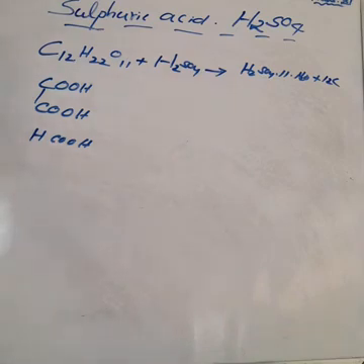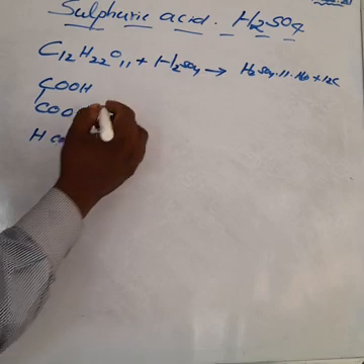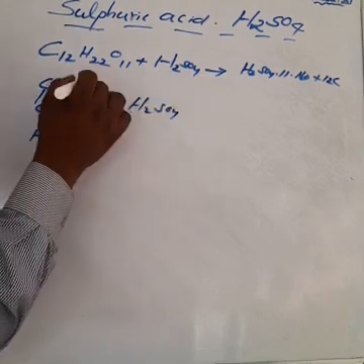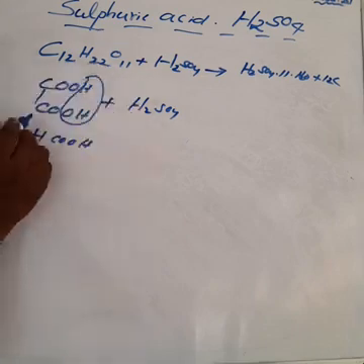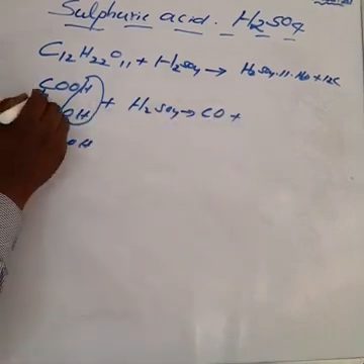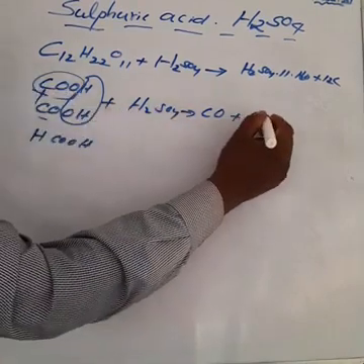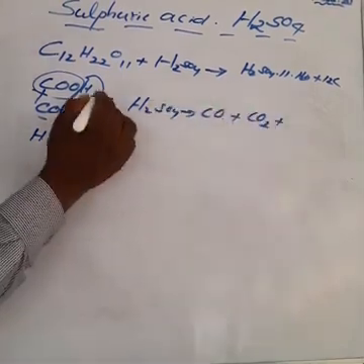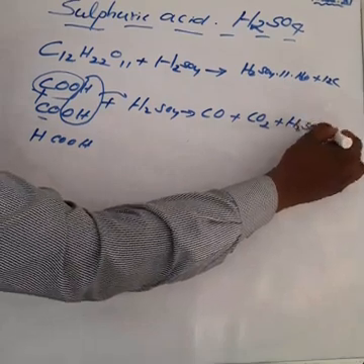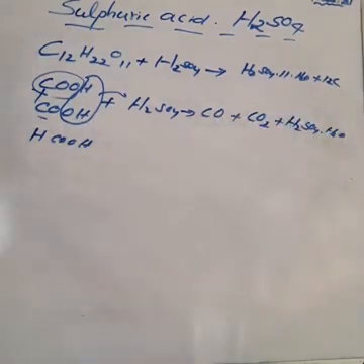Next, I am taking oxalic acid. What is the formula for oxalic acid? COOH. This one reacts with sulfuric acid. What is the formula? H2SO4. The C combines with oxygen, we get CO, carbon monoxide, plus CO2, that is C plus 2 oxygen combines to form CO2. Also the hydrogen combines with OH to form water molecules. So we get H2SO4.H2O, that is sulfuric acid monohydrate.